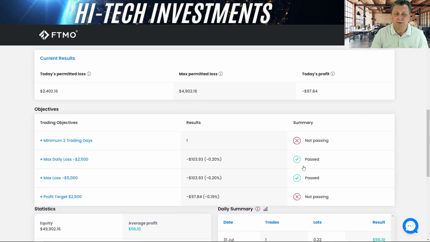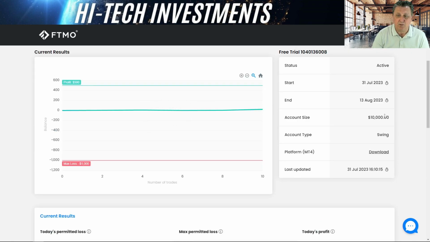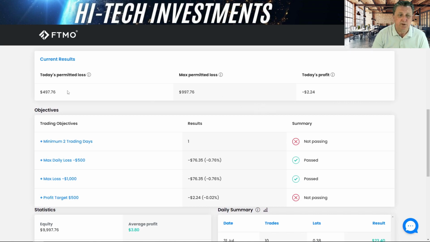But the whole idea here is having a look at the daily losses and the max losses. The last one is our $10,000 account, also started on the 31st and ending on the 13th. Profit here we're looking for is $500, and a balance of 23.4 is obviously not much, but again, you have all the details in here for today's permitted loss, max permitted loss, and then once again in percentage, max daily loss at the moment at 0.76. So also here very, very low. Max loss similar because we have only 1 trading day in here. And then profit target is 500.